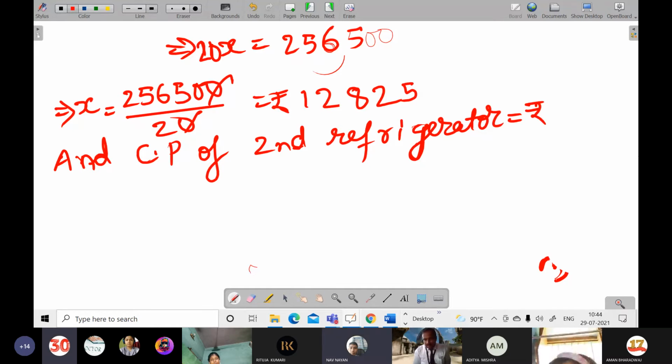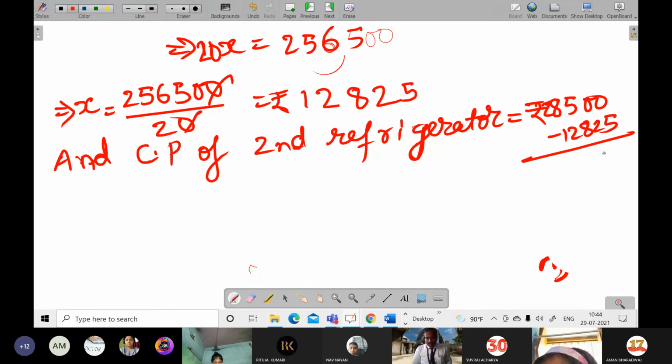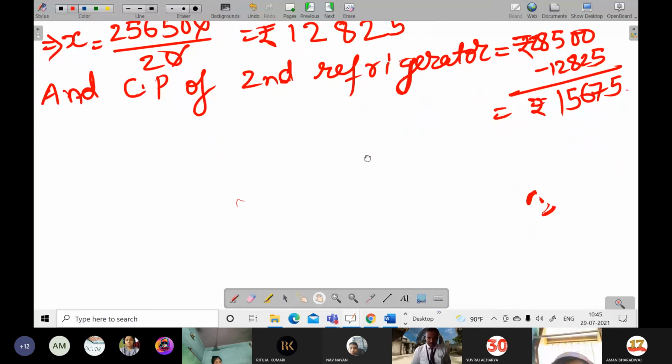Yes, sir. Sir, I have done my other method, but I'm not getting the answer. 28,500 minus 12,825. Might be your method would not be right. 7 minus 8, okay, you can send. Then it will be again 7 minus 2, 5 and 1. So 15,000 you can say is equal to rupees 15,675. It has been said to find selling price also.